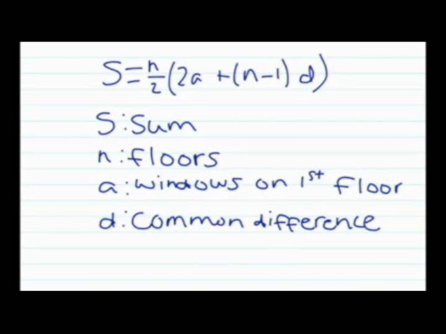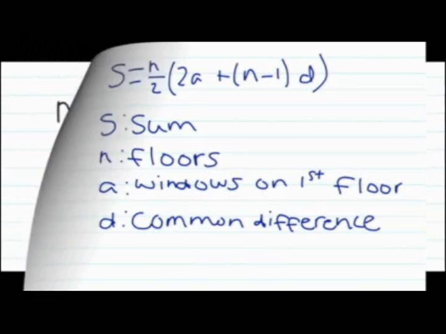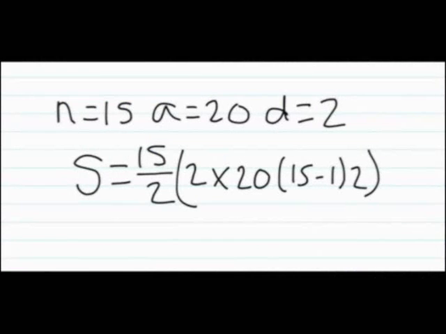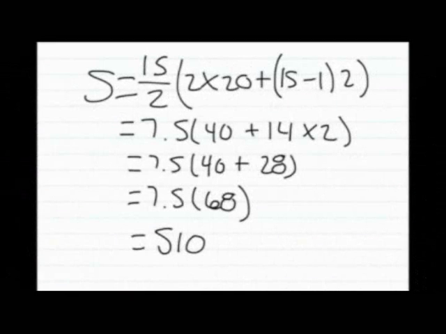"Oh, I see," said Bob. "So I have 15 floors. There are 20 windows on the first floor, and I add 2 each time. So 15 divided by 2 is 7.5. 2 times 20 is 40. 15 minus 1 is 14, and d is 2. So I have 7.5 times (40 plus 14 times 2), which is 7.5 times 68. And that equals 510. I need 510 windows, Wendy."